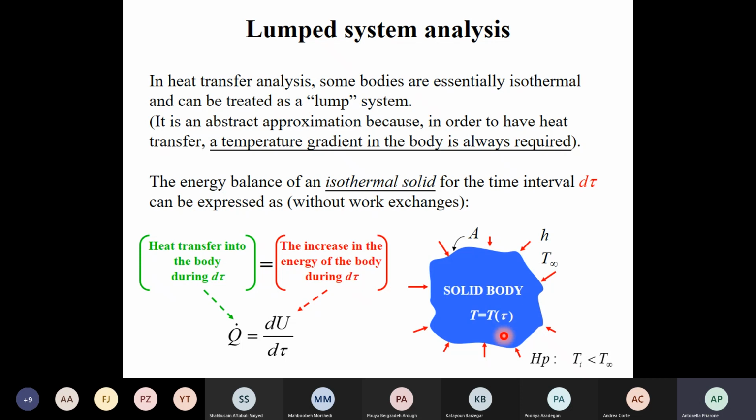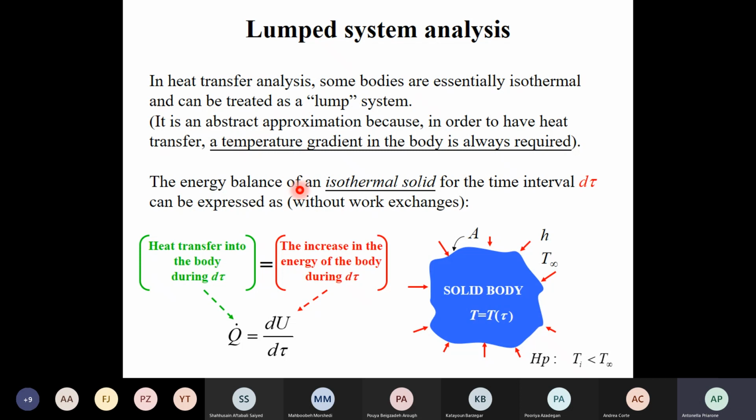And the temperature as a consequence for my lump body is only a function of time. This obviously simplifies the analysis, but is not a real case. Why? Because to have heat transfer, in the reality, I need a temperature gradient in the body. So it's a sort of a simplification, an idealization of a body. But later we analyze when is allowed to use this simplification, this assumption.